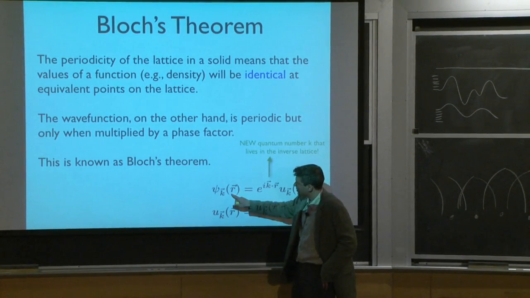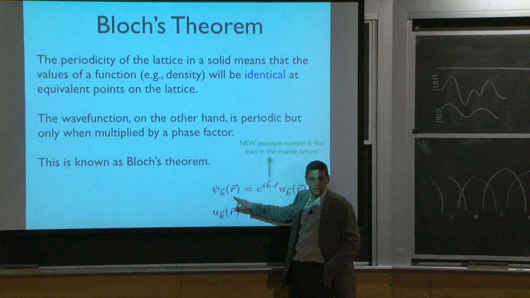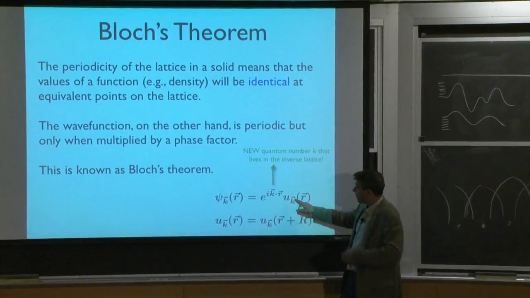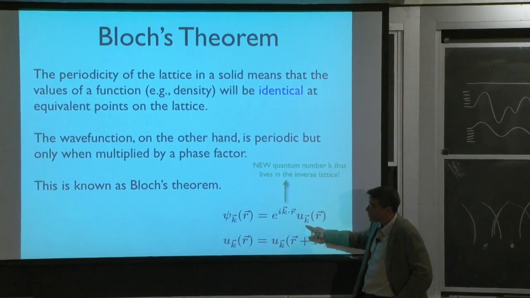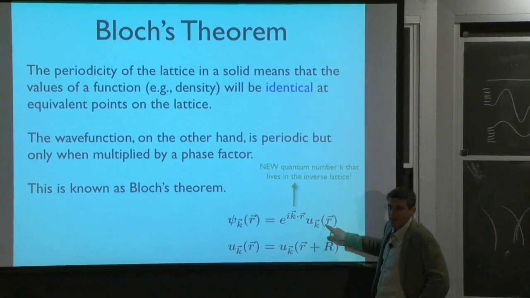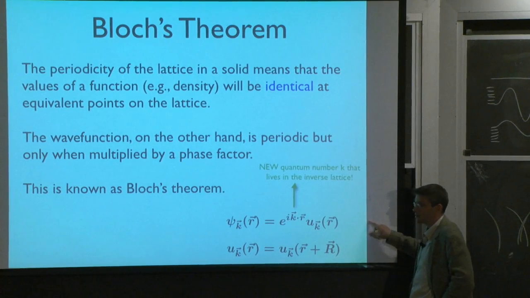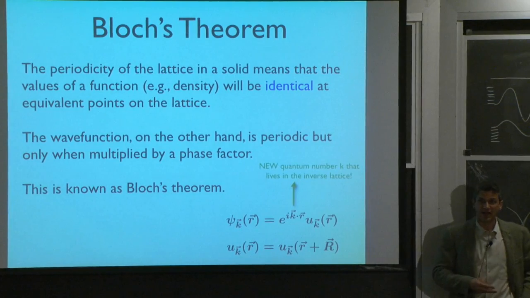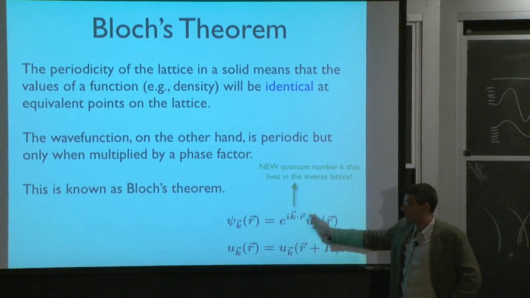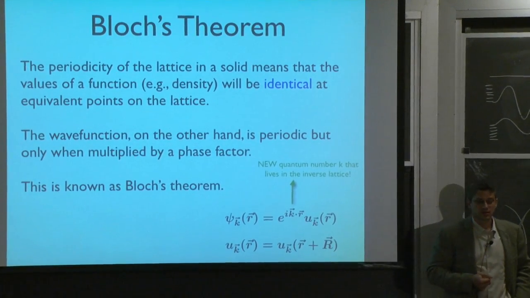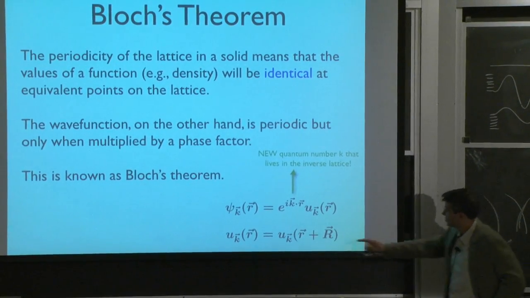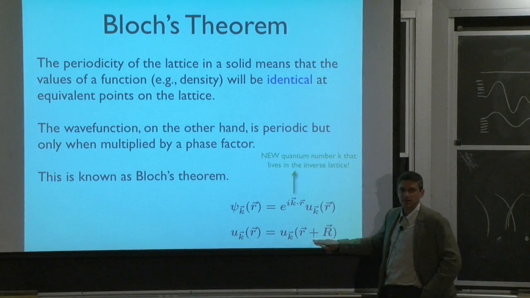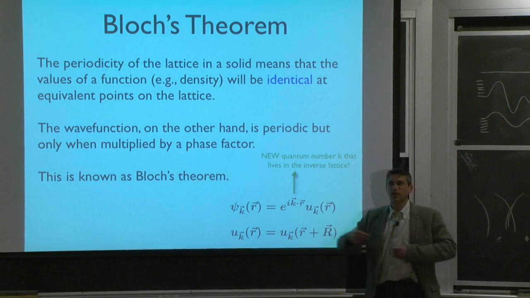It's that the wave function in a periodic, infinitely repeating crystal is going to equal some function that is periodic, okay? Some function that has the periodicity of the lattice, some function u times a phase, okay? And this is that function u. You see, it's periodic. It equals itself if you go plus big R, plus one lattice vector.